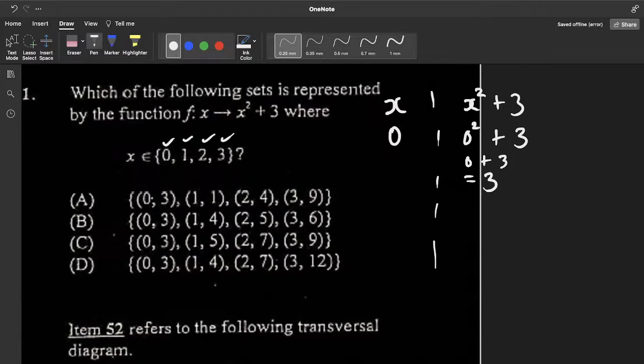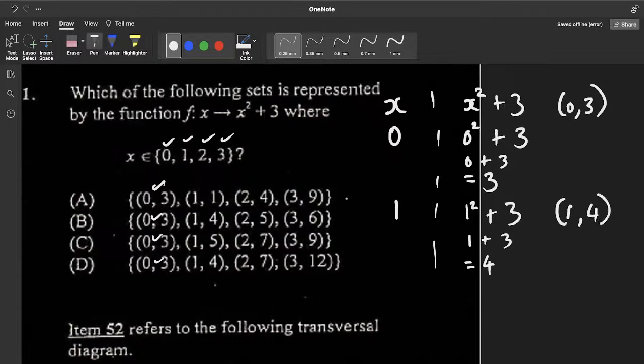Therefore, our first coordinate is 0, 3. That's all it's asking us for, the coordinate. So all of them have 0, 3. So we're good on that part. The next one we try now is when x is 1. So when x is 1, we're saying x squared again, which is 1 squared plus 3. What's 1 squared? 1 squared is 1. 1 plus 3 is 4. So 1, 4 is our next option. So 1, and our output is 4. We look here. This doesn't have it.